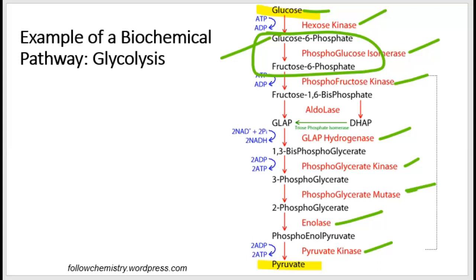So this is an example of what we call a biochemical pathway. You aren't going to have to memorize biochemical pathways, but the concept of an enzyme being specific for one chemical reaction is important. That's all for chemical reactions. Thank you.